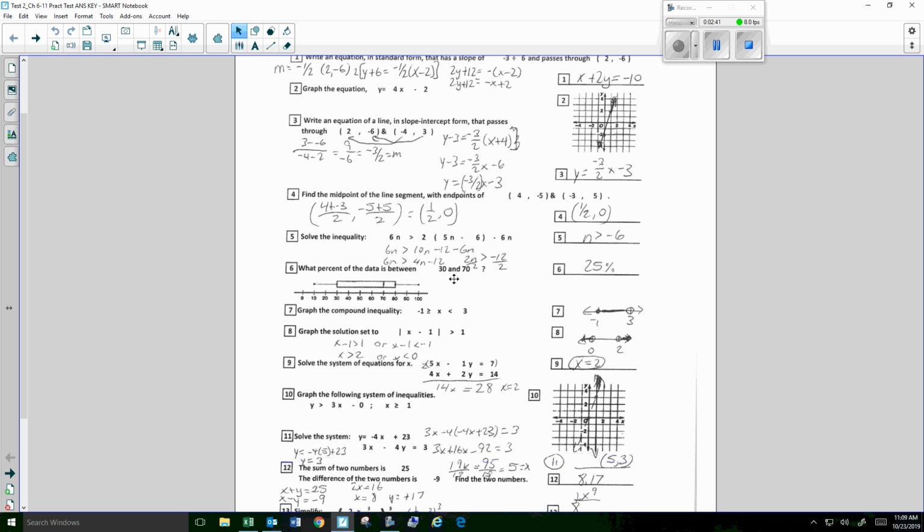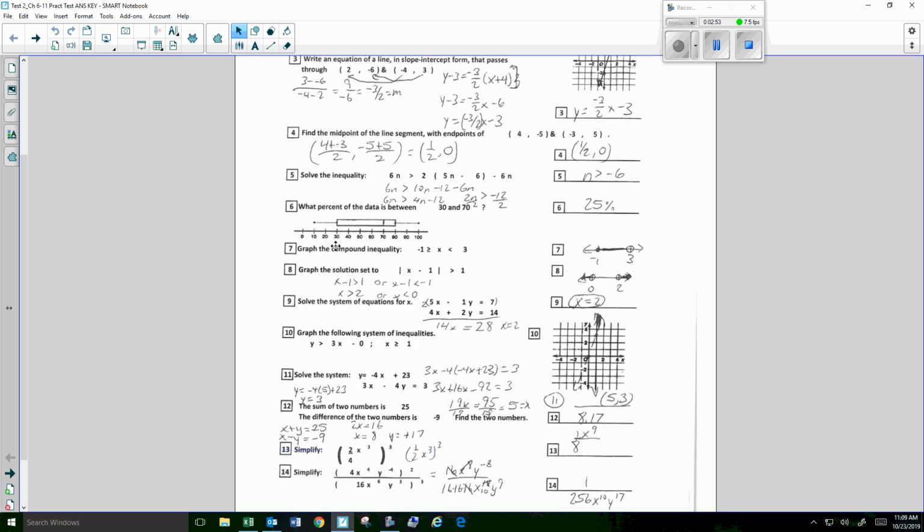What percent of the data is between 30 and 70? Remember, this is 25%, this is 25%, this is 25%, and this is 25%. So from 30 to 70 is 25%. That's our box and whisker.